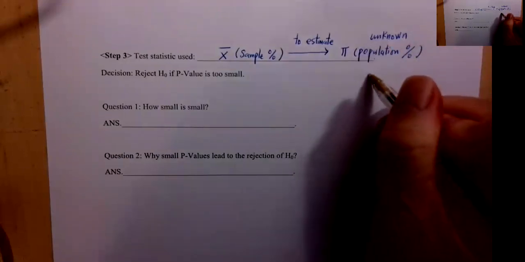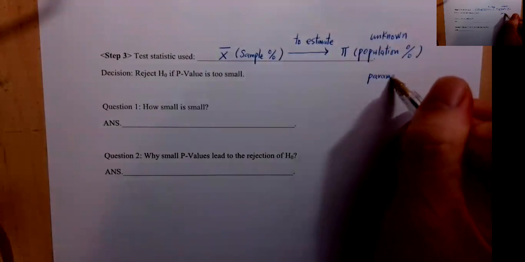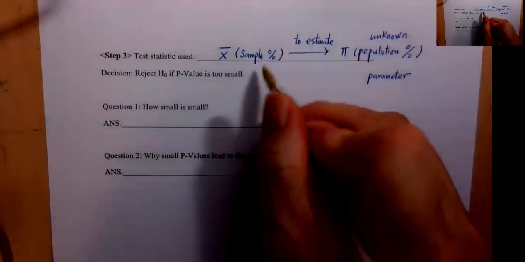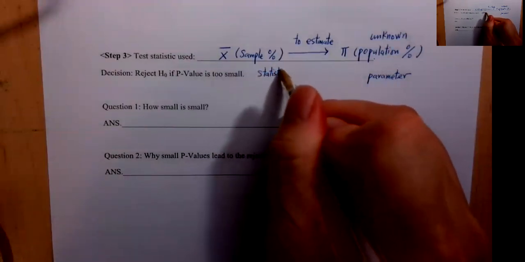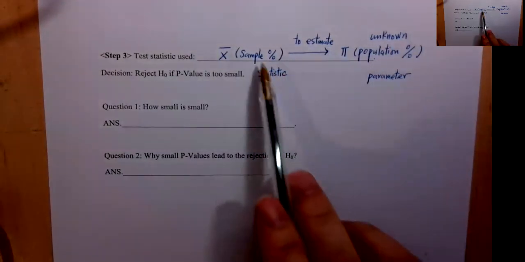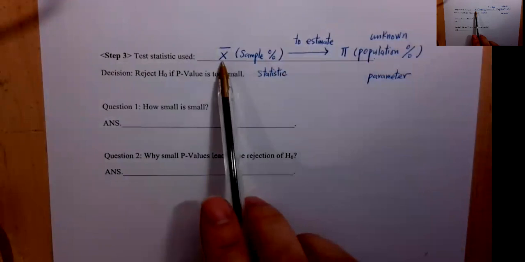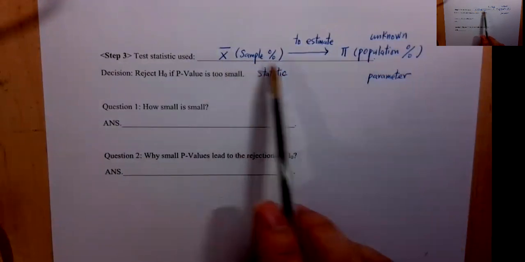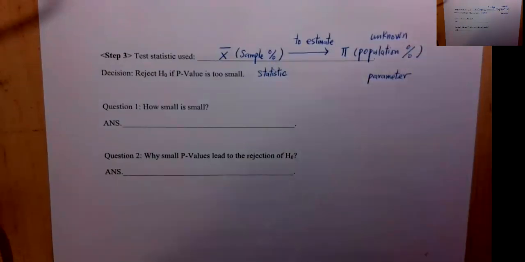This is a population parameter. And the sample percentage is a sample statistic. And we use a sample statistic to estimate a population parameter. In our case, X bar is the sample percentage. We use the sample percentage to estimate pi, the population percentage of getting heads, okay?